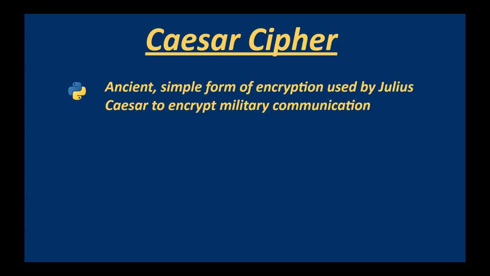Let us talk about the Caesar cipher. What's going on with this? What is it? It is an ancient, simple form of encryption used by Julius Caesar to encrypt military communication.